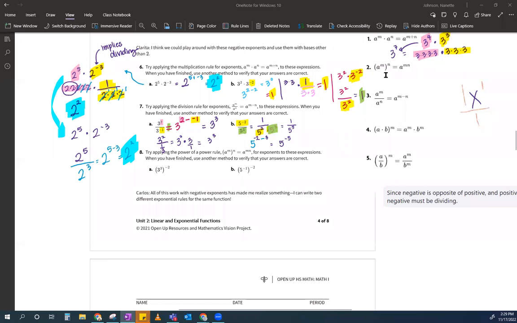All right, so if you're doing the power of the power rule, this is how it works. You take your base, and then you multiply your exponents. So 3 times -2, which is just 3 to the -6. They don't even want you to do anything with that -6. They don't want you to divide it or anything like that. They just want you to leave it like this.